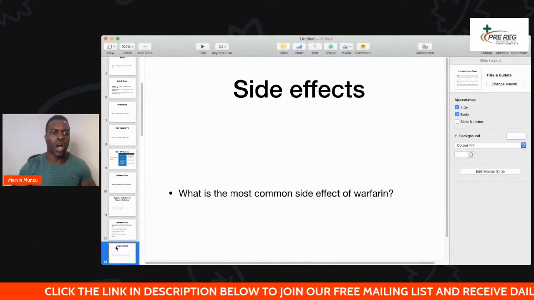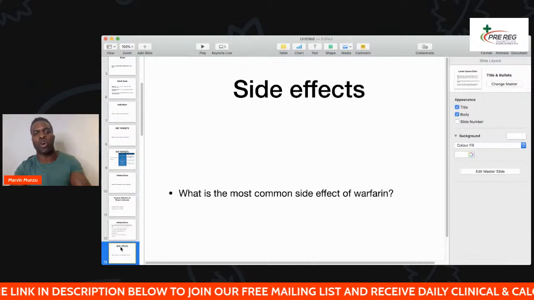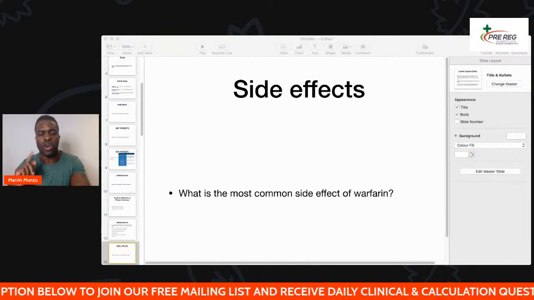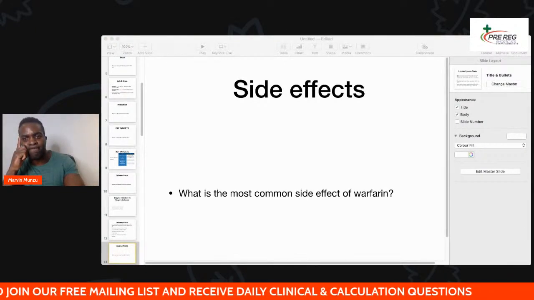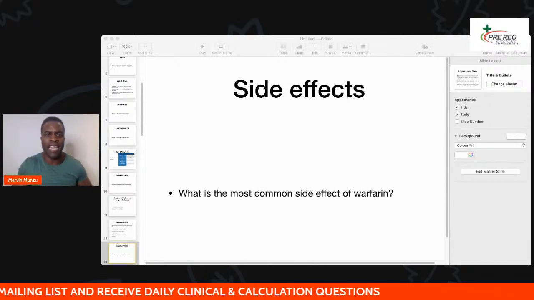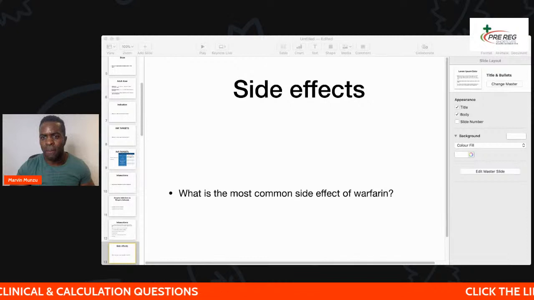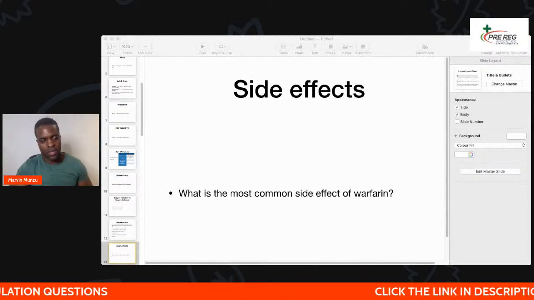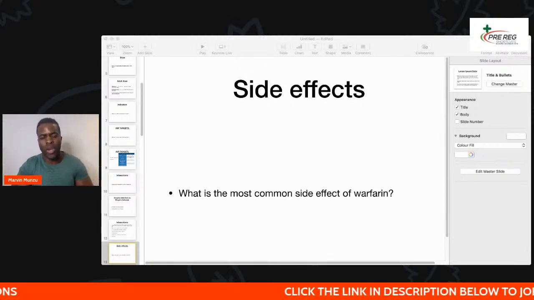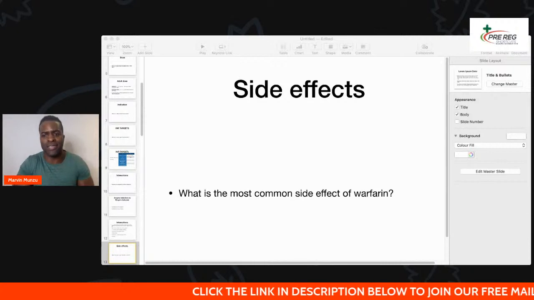Okay, so what is the most common side effect of warfarin? Warfarin has loads of side effects, but what is the most common one? The number one side effect that when you hear warfarin, you just think, oh yes.